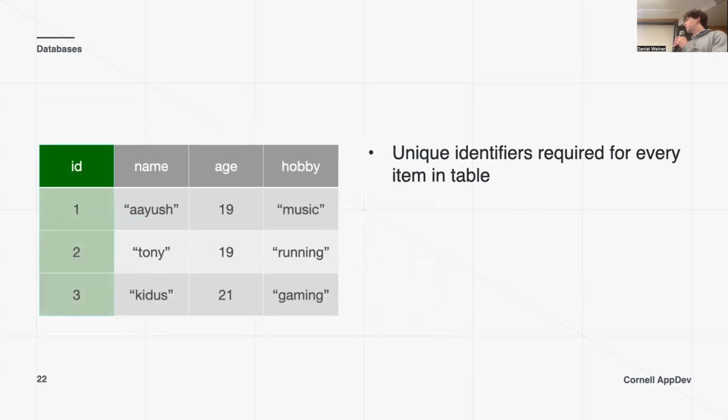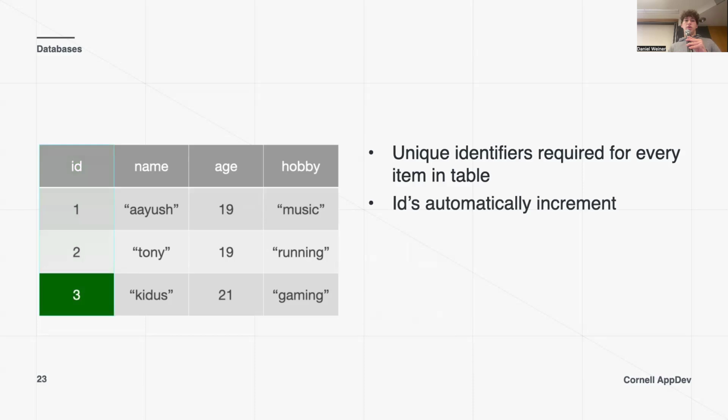So right here, what I was just talking about with the ID, they are unique identifiers, and like I mentioned, they're required for every item in the table. This is so that we can accurately reference each entry in the table. IDs automatically increment, so unlike how we had to do a little counter last time with the dictionary, again, databases are more efficient, they're more scalable. These IDs automatically increment every time you put in a new entry to the database.